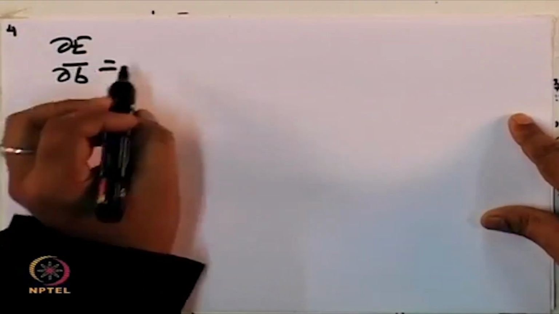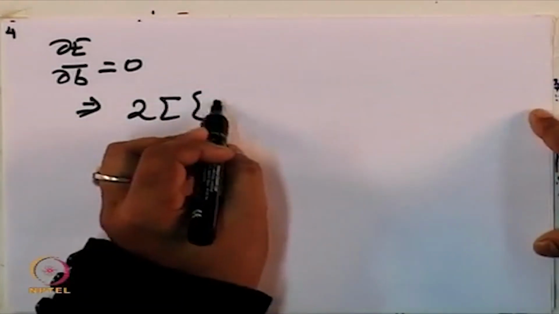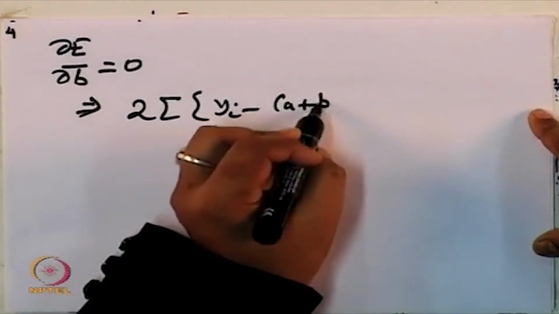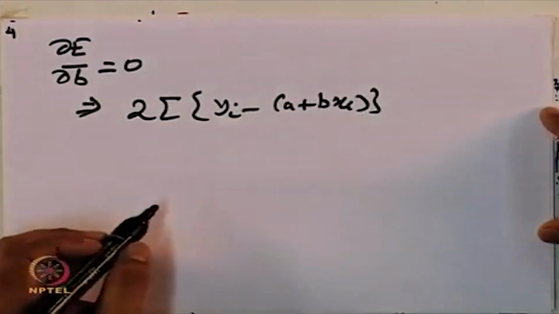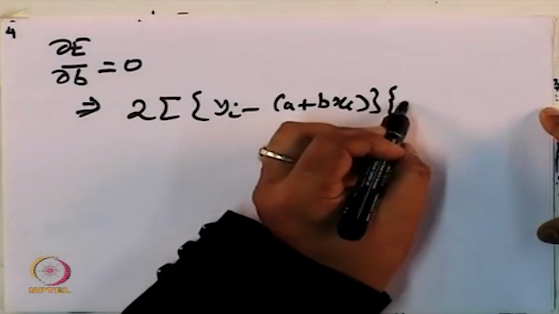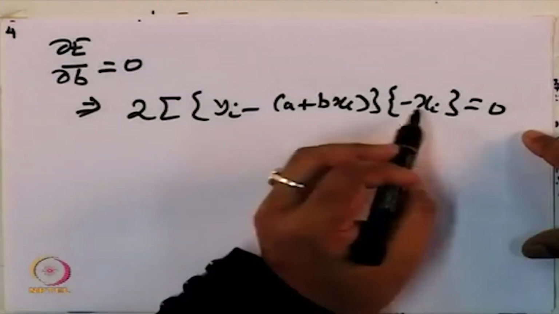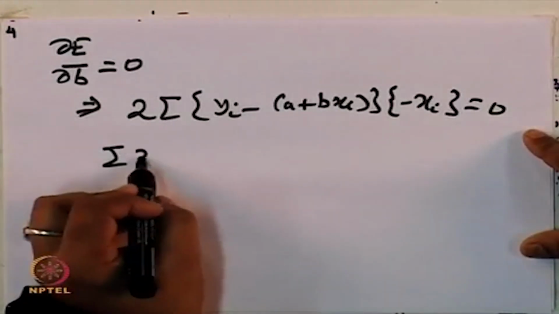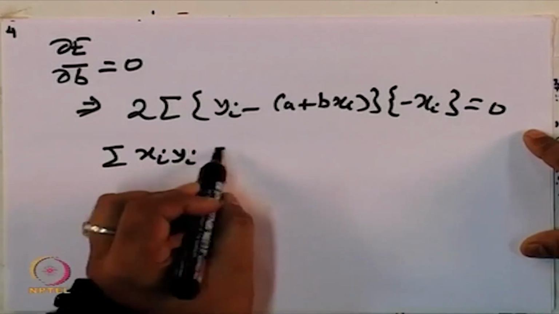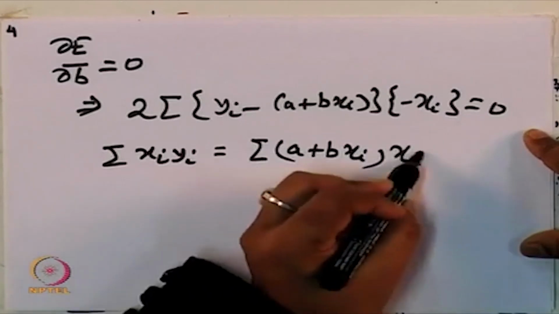Let us do the other expression, del E del B equal to 0, which would imply 2 summation, the first part remains the same. The only thing is now I have to multiply with the derivative of this with respect to b, which is nothing but minus xi. So, I can simplify it, I can get rid of 2 and minus. I can write it as summation xi yi is equal to summation of a plus b xi into xi.